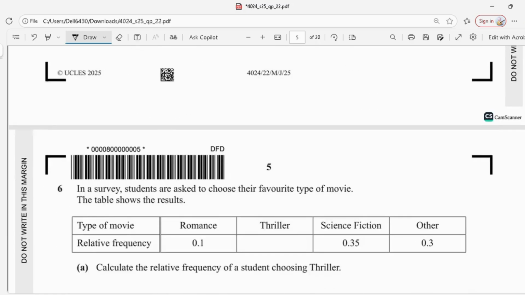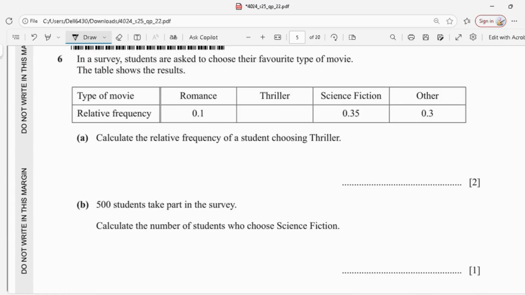Now question number 5. Sorry, question number 6. In a survey, students are asked to choose their favorite type of movie. The table shows the results: type of movies and relative frequencies. Calculate the relative frequency of a student choosing thriller. We have to find this. Let's say thriller is x. Since the sum of relative frequencies is 1, as we all know, 0.1 plus x plus 0.35 plus 0.3 is equal to 1. So we have to find x.